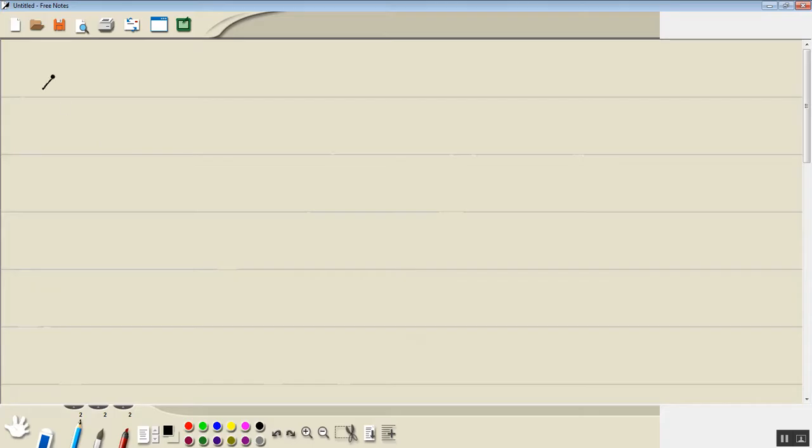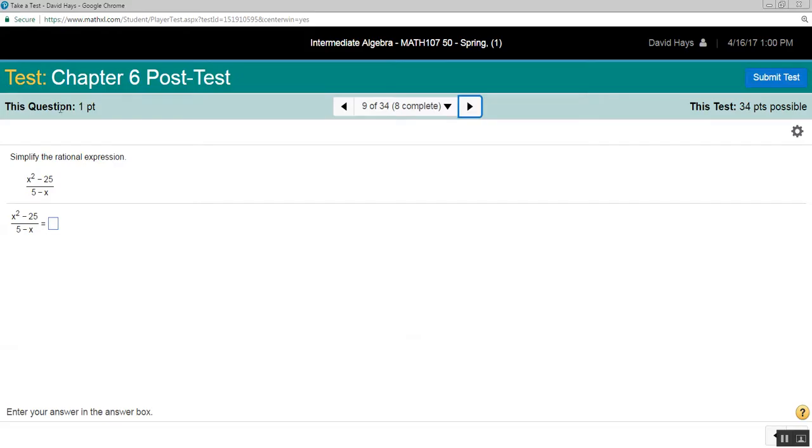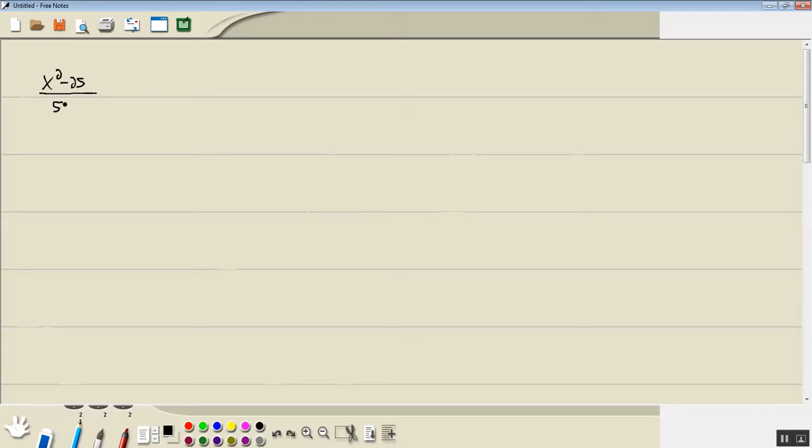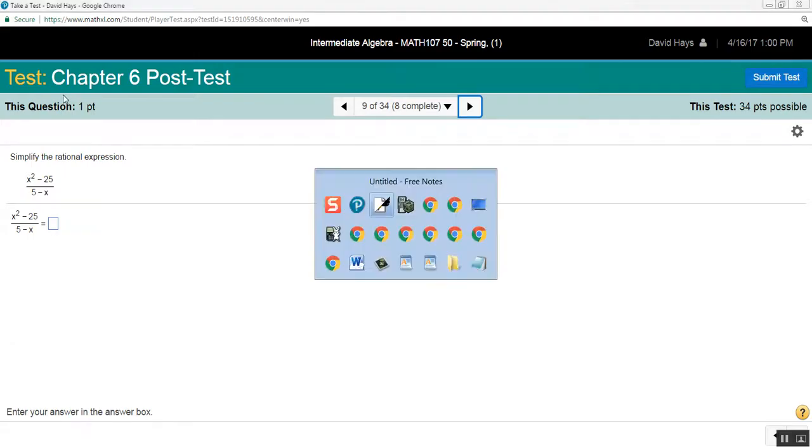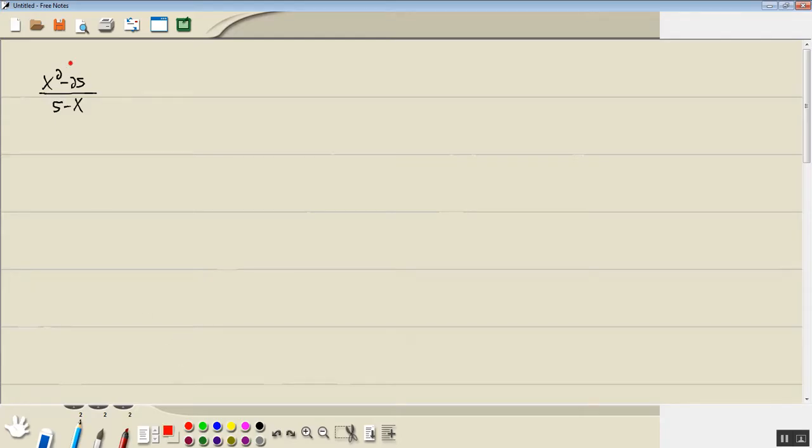This is x squared minus 25 over 5 minus x, and we want to simplify it. Well, the top part is the difference of two squares, two terms with a minus in between. The bottom part is in the wrong order. It's not in standard form. So the top part factors as x plus 5, x minus 5. And the bottom, I'll rewrite it, putting the negative x first and then the 5 second.